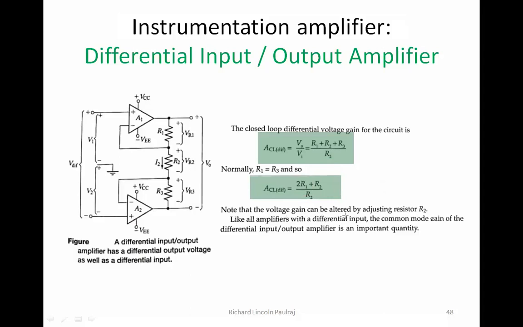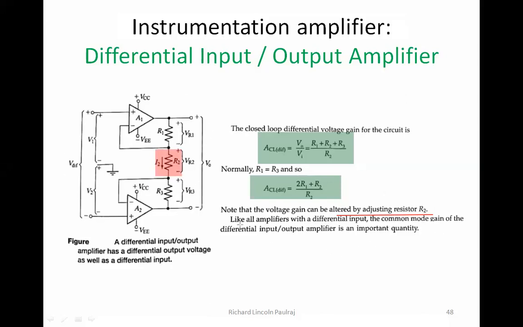The voltage gain can be altered by adjusting, this is important, right? I mentioned this. The voltage gain can be altered by adjusting the resistor R2. So this resistor plays a very major role, right? I can actually change its value, and when I change it, it is going to help in changing the complete gain of this differential input output amplifier stage.